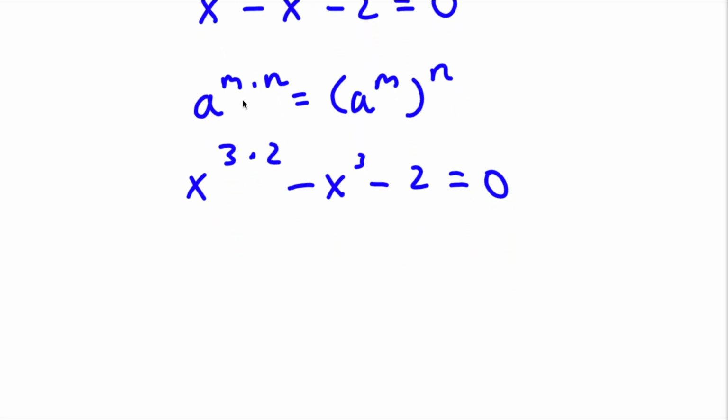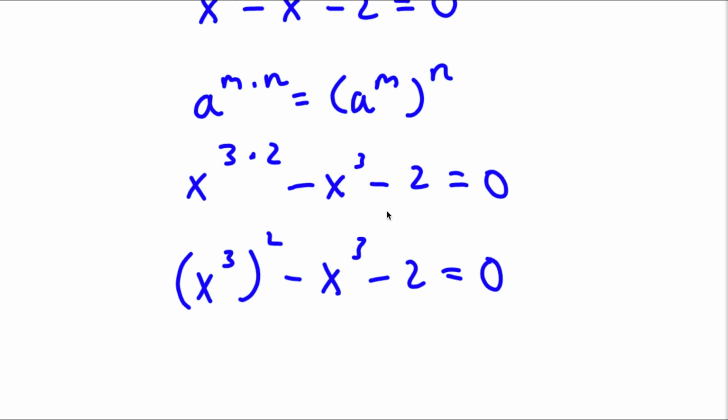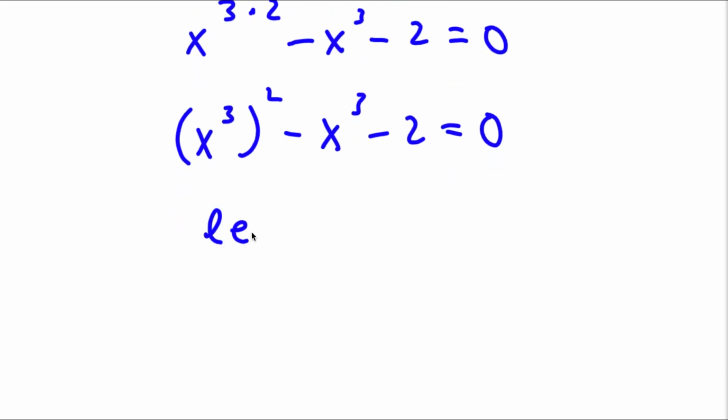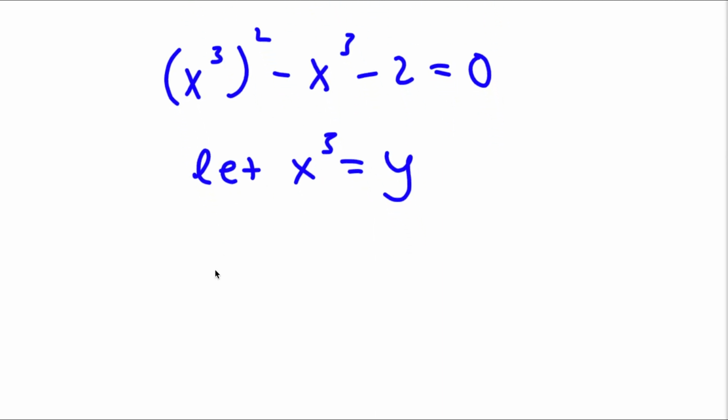Now, remember, if I have something in the form a to the power of m times n, this is equal to a to the power of m to the power of n. So x to the power of 3 times 2 is going to equal x to the power of 3 to the power of 2, minus x to the power of 3 minus 2 is equal to 0. And now I'm going to let x to the power of 3 equal y. So now if I substitute in y for x to the power of 3, I get y squared minus y minus 2 is equal to 0.